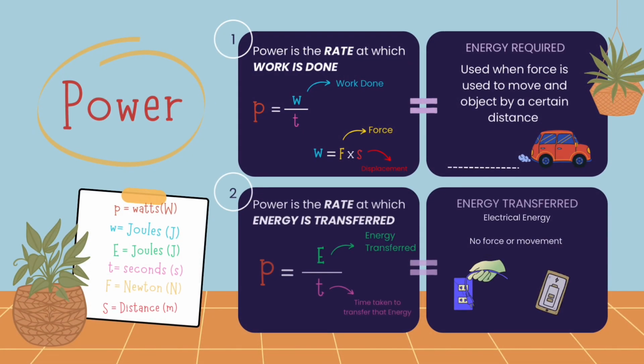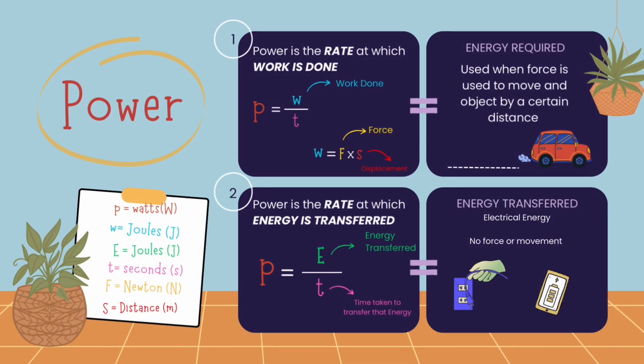We can refer to this formula: power equals work done over time. Although they both mean pretty much the same thing, it is important to know that there are actually two different definitions for power, each with their own equation. One is that power is the rate at which work is done, and this can be written as power equals work done over time. The term work done can be a bit confusing, but basically it's just a special measure of the energy transferred and is used when a force is used to move an object by a certain distance.